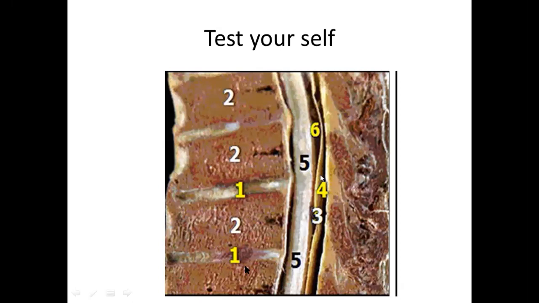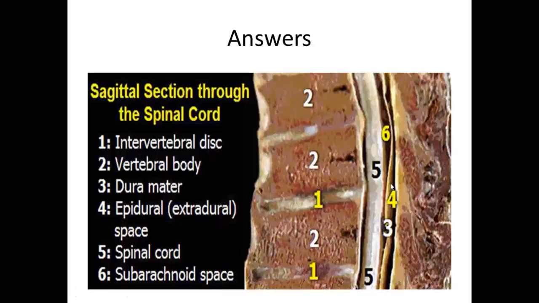So the marks are firstly the intervertebral disc, second the vertebral body, third the dura mater, fourth the extradural or epidural space, fifth the spinal cord, and lastly sixth is the subarachnoid space. Again, this is a sagittal section of the spinal cord. Okay, and this is the length as we said before.